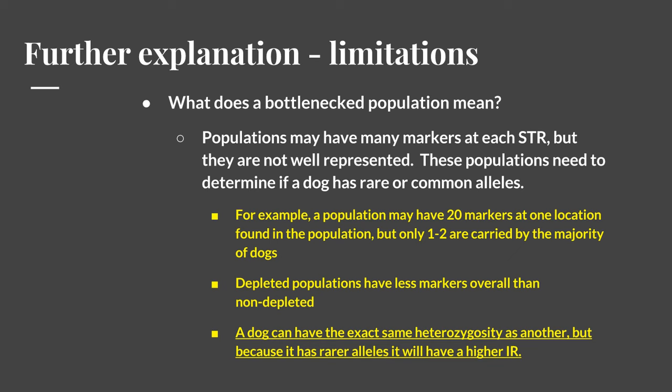There are other breeds who don't have lots of markers at each STR. They might only have 4. Those populations really need to try to maintain the diversity that they have, or try to test more and more dogs to see if there's more diversity out there that we're missing. Again, a dog can have the exact same heterozygosity as another, but because it has rarer alleles, it'll have a higher IR.